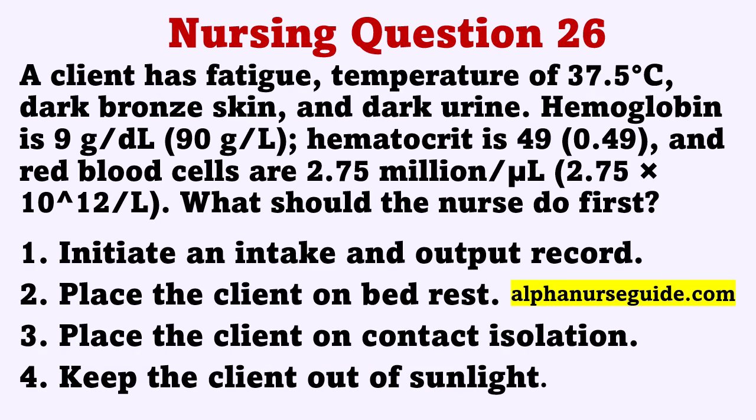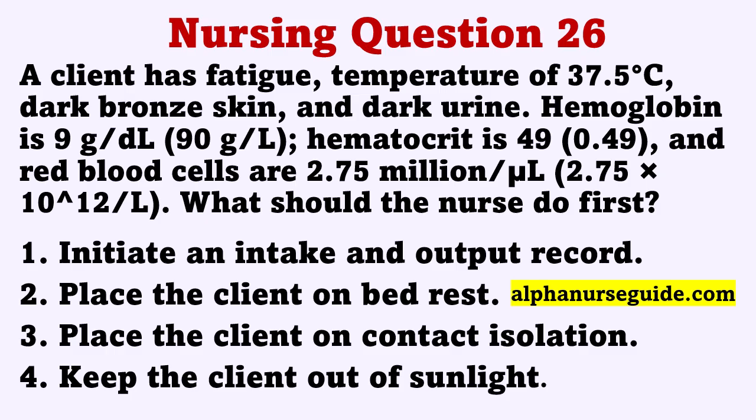A client has fatigue, temperature of 37.5 degrees Celsius, dark bronze skin, and dark urine. Hemoglobin is 9 grams per deciliter. Hematocrit is 49, and red blood cells are 2.75 million per microliter. What should the nurse do first? 1. Initiate an intake and output record. 2. Place the client on bed rest. 3. Place the client on contact isolation. 4. Keep the client out of sunlight.